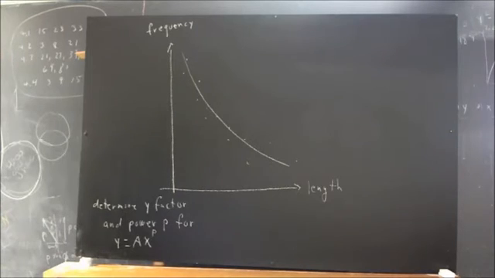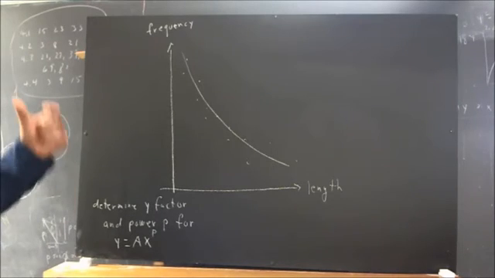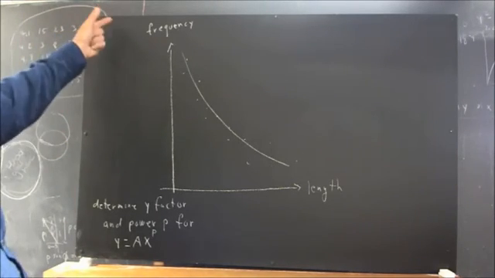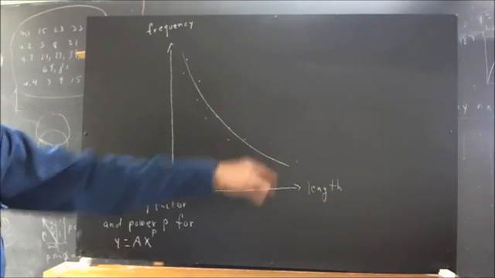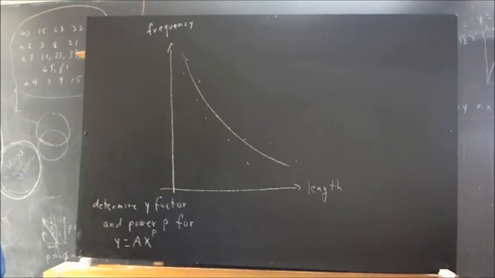Now we'll continue this. I do recommend that you make a pendulum and determine the frequency for several different lengths as best you can, at least 4, 5, or 6 data points, and see what kind of curve you get. Now we'll go on in the next video.